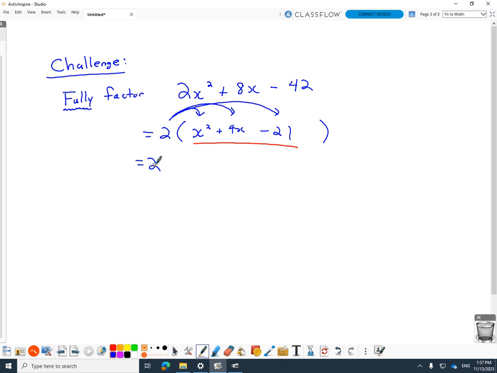7 and 3, he says. But it's negative 21, so one of them's got to be negative. Which one's got to be negative? Negative 3, positive 7, right? Because you got to play around with the negatives to make sure they work. Yeah.